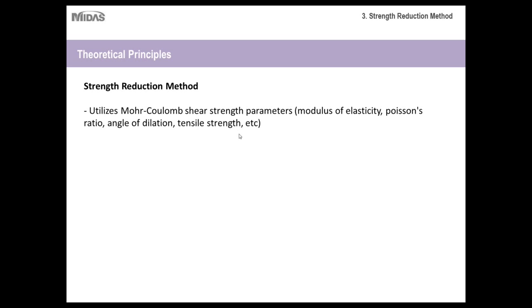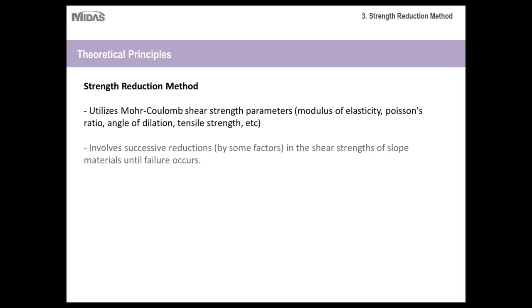So that's the main difference. One of the main differences between the strength reduction method and the limit equilibrium method is that the limit equilibrium method doesn't take into account these parameters, whereas if you were to run a strength reduction method analysis, you would need these parameters in order to run the analysis effectively. It involves successive reductions by some factors in the shear strengths of slope materials until failure occurs. So in this sense, the strength reduction method is also an iterative process.